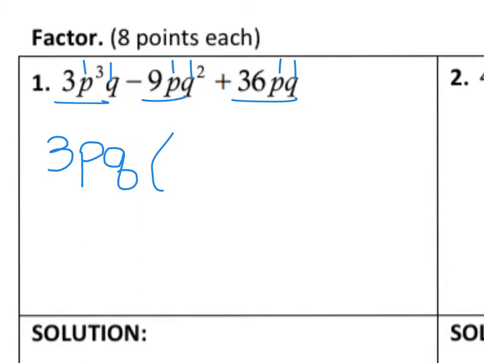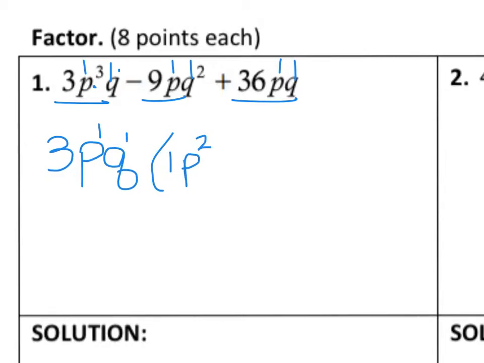So 3 goes into 3. I'm just going to put a placeholder there. You don't have to put the 1 because it goes in there one time. And now we need to remember our rules when we are dividing exponents. I've got p to the 3 here, and I've got 1p here. So I'm going to subtract, giving me 3 minus 1, so I've got p squared. And then here I have q1 minus q1, so my q's go away.